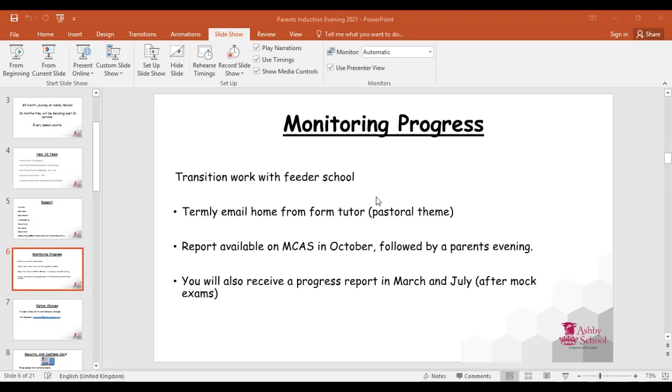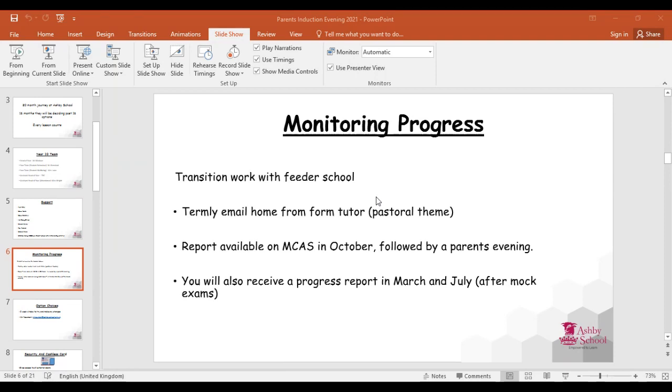The one in July is especially important, because that will have a grade on that report, which will signify how well the students have done in their first set of formal assessments, which is their mock exams. So students will be practicing their formal examinations in exam seats, in exam halls, to give them that real life experience of the year that would be coming afterwards.